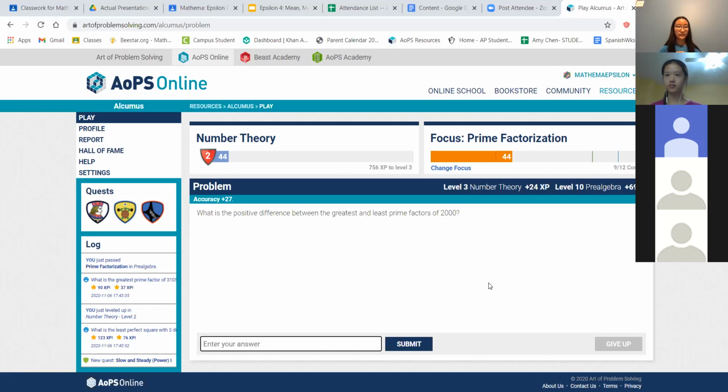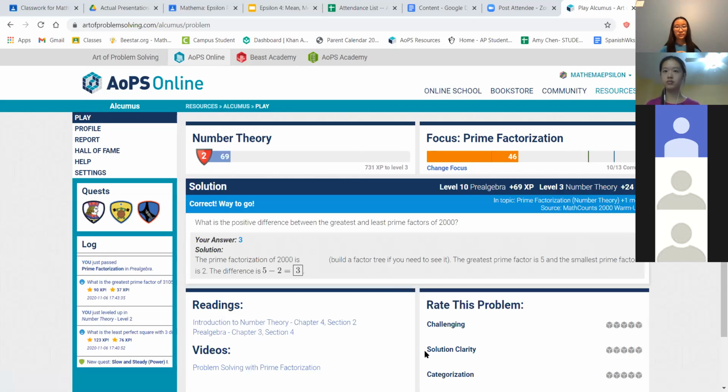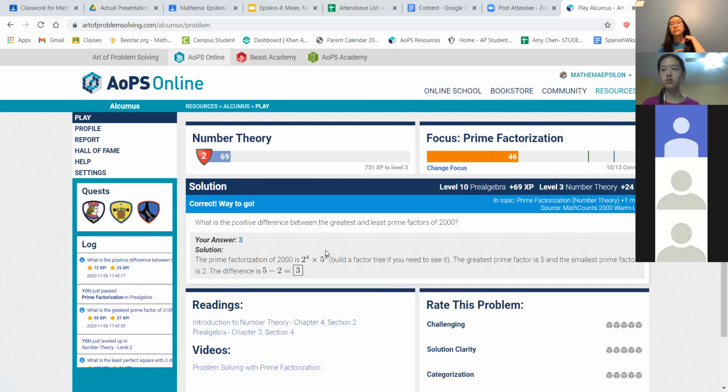Okay, we have an answer of 3. Good job. And to solve this problem, 2000 is 2 times 1000. And 1000 is just 10 times 10 times 10. So the prime factorization of 2000 would be 2 times 2 times 2 times 2 times 5 times 5 times 5. So that would be 2 to the 4th times 5 cubed. And so since the only two prime factors are 2 and 5, the difference between those two is 5 minus 2 equals 3. And now we're going to switch topics.